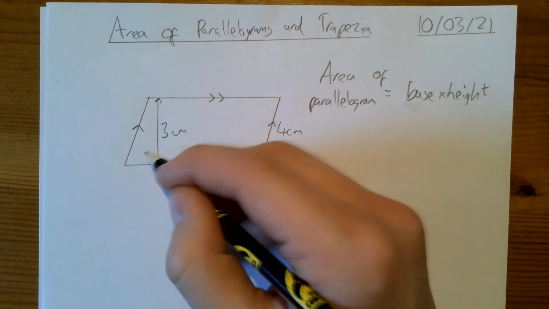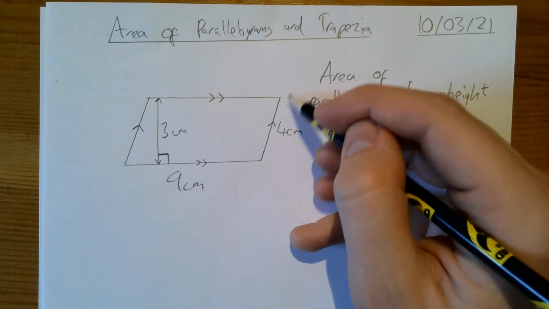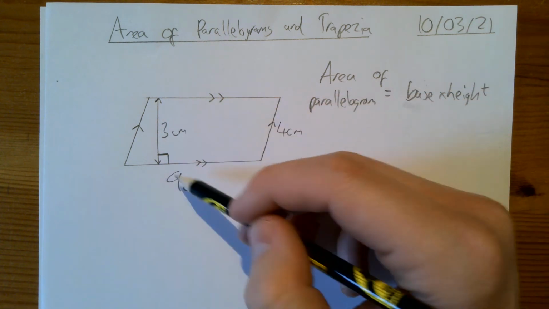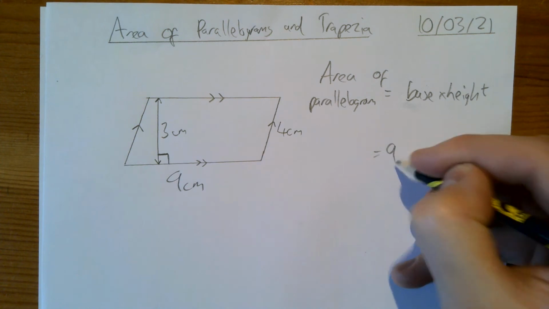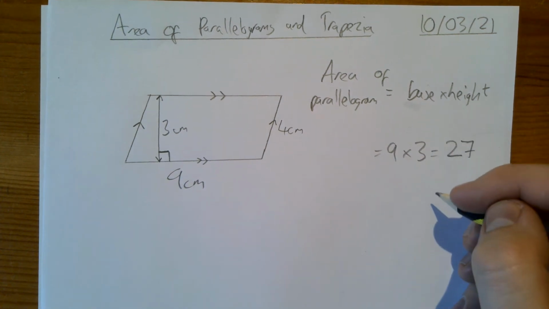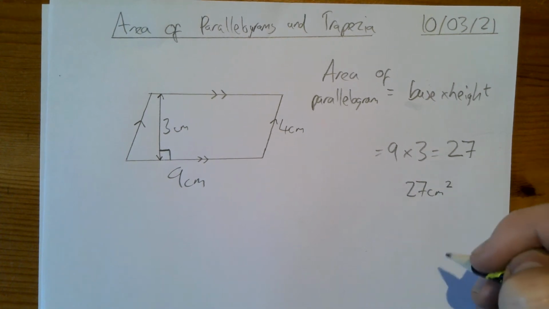If I look at my 9 and the 3, they're at a right angle to each other. This 4 here is a wonky height. I'm not interested in a wonky height. I just want the perpendicular height. So I'm just going to do 9 times 3, which is 27. So it's going to be 27 centimeters squared, is the unit.